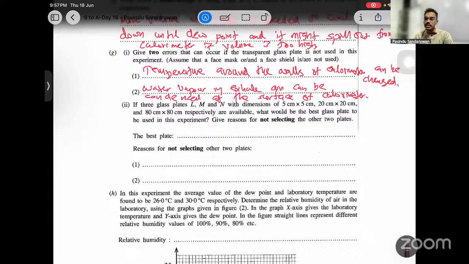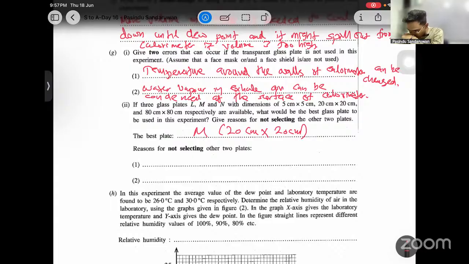And 80 by 80 is too large, it would not enable us to stir this. Can we stir this using the hand like this with an 80 by 80 plate? No, that's too large. Always you have to keep stirring the system. Then the best one is 20 by 20. Which is it? M. Best plate is M, which means 20 by 20.